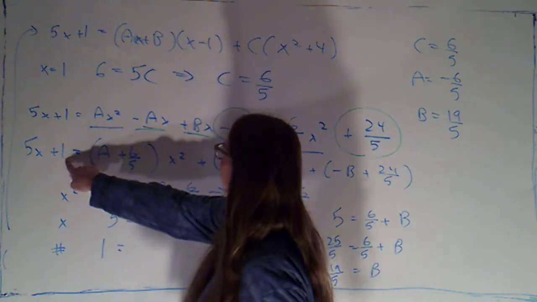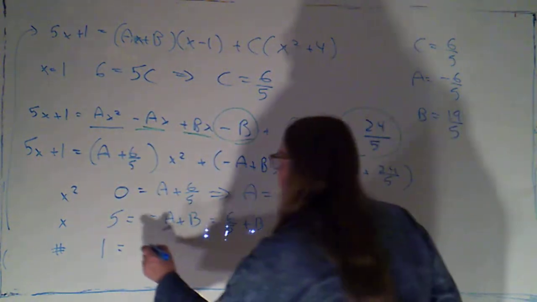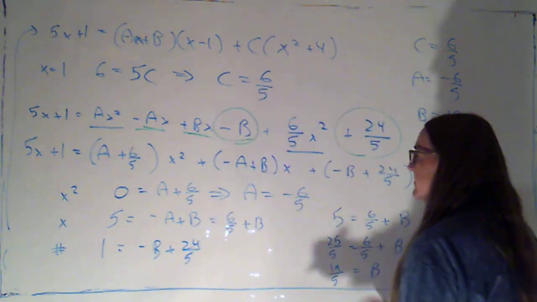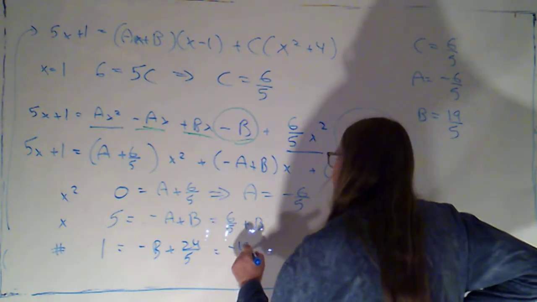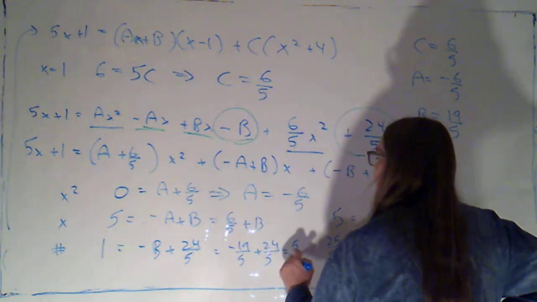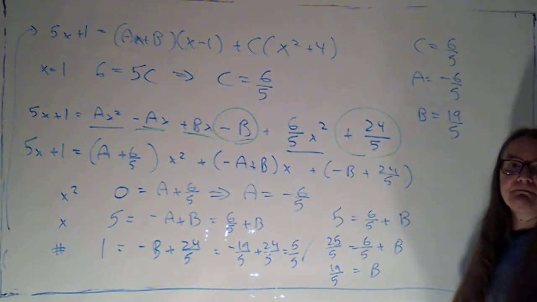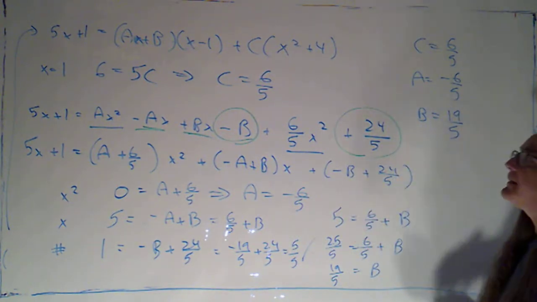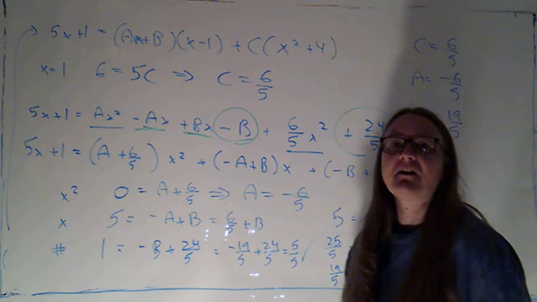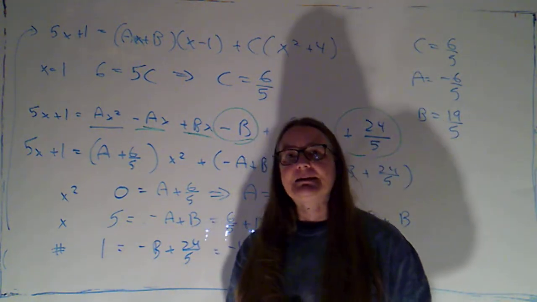Okay, so the constant term here is 1. We said here it was going to be the opposite of b plus 24/5. So that would be the opposite of 19/5 plus 24/5. That would be 5/5, and that checks. So now I'm going to move on, if I were actually doing this problem, and feel a little bit more confident that I got the right values for a, b, and c.